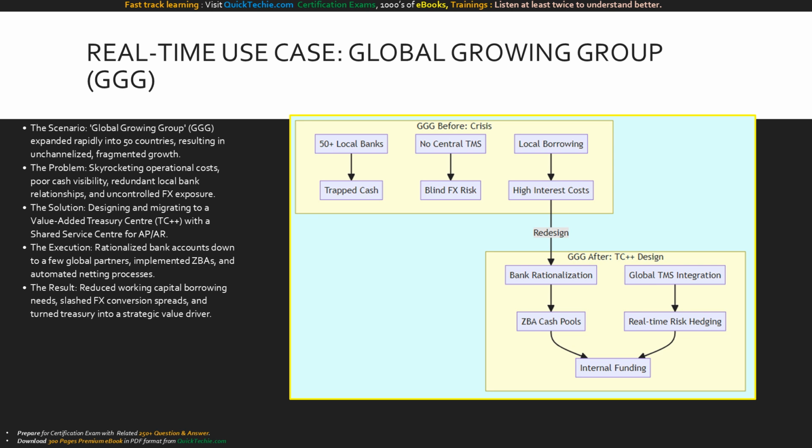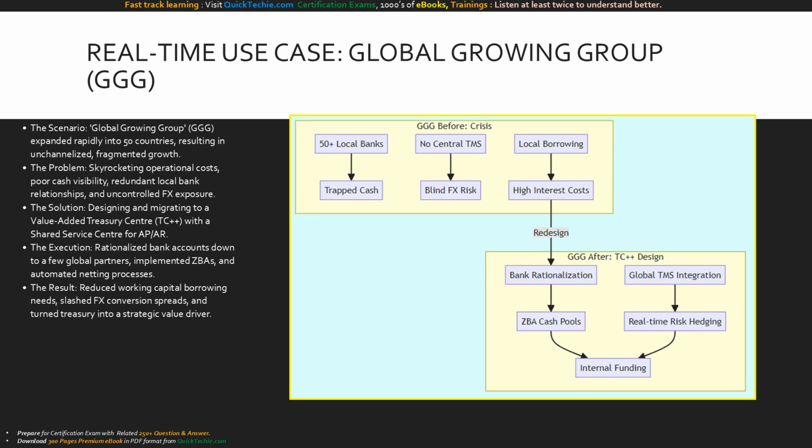Let's look at the Global Growing Group, or GGG. GGG experienced explosive growth, expanding rapidly into 50 countries. However, this growth was unchannelized. Each local subsidiary opened its own bank accounts and managed its own liquidity. The result? A massive spike in operational costs, zero visibility into global cash, and immense, unmanaged FX risk. The CFO realized they were bleeding value.